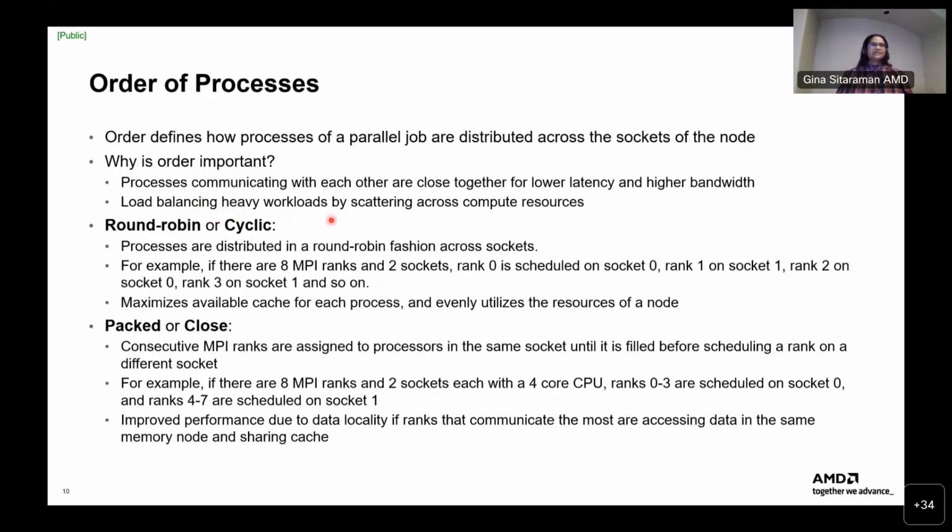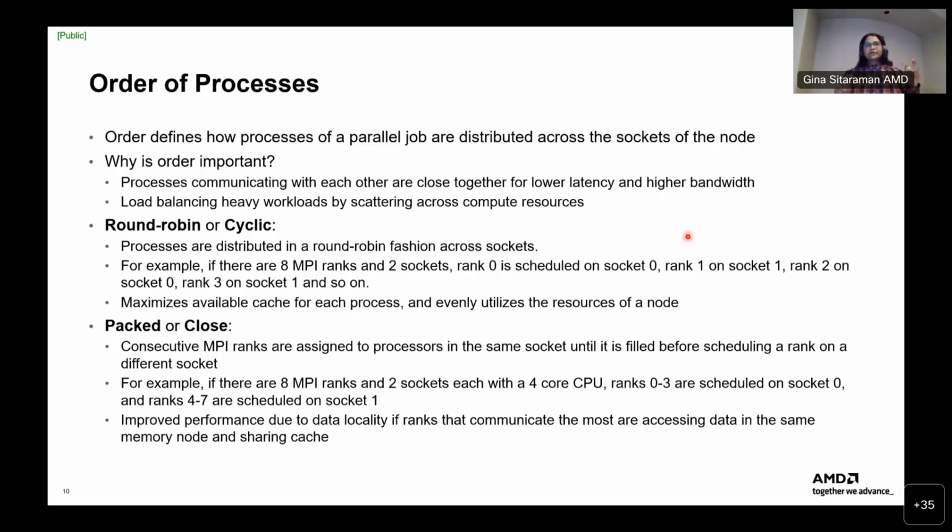So different MPI implementations have different default orderings. For example, these are some very commonly used ones. Like round robin, where processes are distributed in a round robin fashion. Like if we had 2 sockets and there are, for example, 8 MPI ranks, it schedules rank 0 on socket 0, rank 1 on socket 1, and goes back and forth between the 2 sockets. This is round robin ordering of these MPI ranks. Round robin ordering is good because we can then maximize available cache for each process and then evenly utilize the resources of a node. We are balancing across all the resources we have.